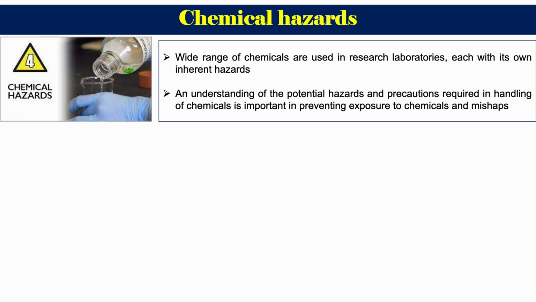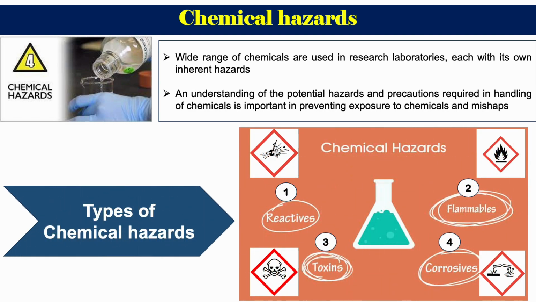Chemical hazards includes a wide range of chemicals that are used in research laboratory, each with its own inherent hazards. An understanding of the potential hazards and the precautions required in handling of chemical is important in preventing exposure to the chemical and mishaps. There are different types of chemical hazards. Number one is reactive, number two is flammable, number three is toxin, and followed by corrosives.